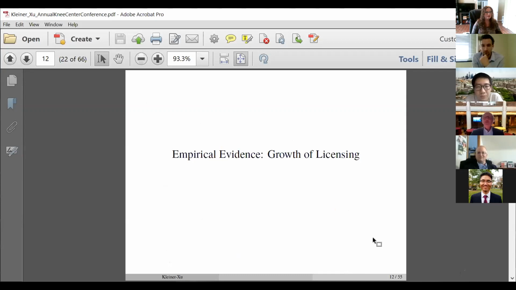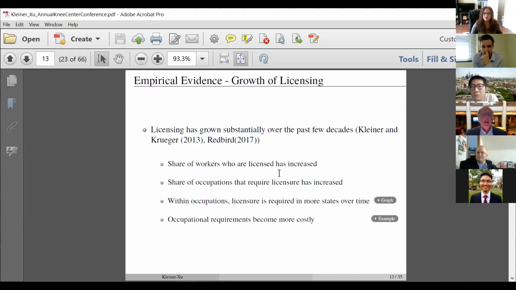So moving on to our issue, which is empirical evidence and the growth of licensing. First of all, licensing has grown substantially. The share of workers who are licensed has increased, and the share of occupations that require a license.